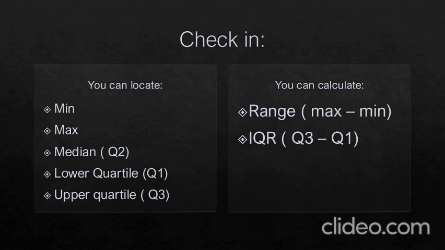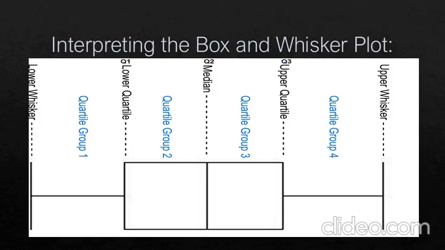If we move on, let's just quickly check in that we're all still on the same page. We have now gone over how to locate the minimum value, the maximum value, Q2 or the median, the lower quartile or Q1, and the upper quartile or Q3. We also snuck in there how to calculate the range, which is the max minus the min, and the IQR, which is Q3 minus Q1. So you've basically now already gone over how to locate the important values. Now we'll just need to look at how we can interpret these box and whisker plots.